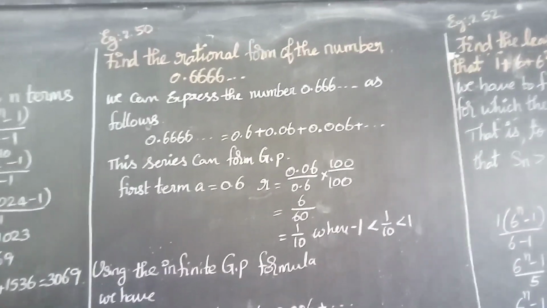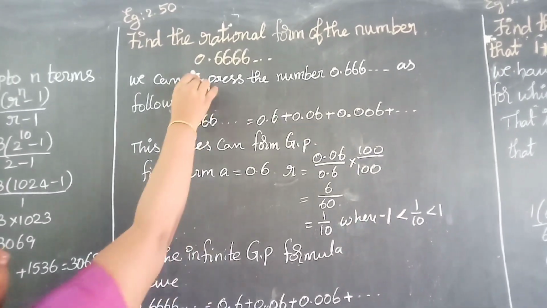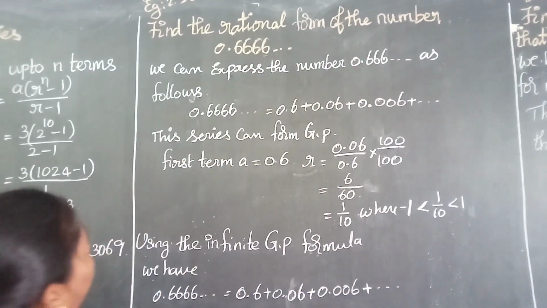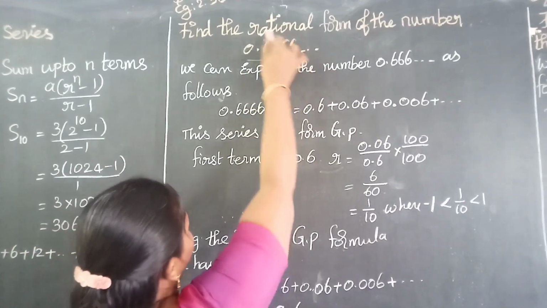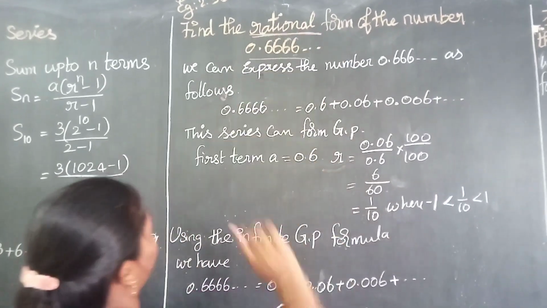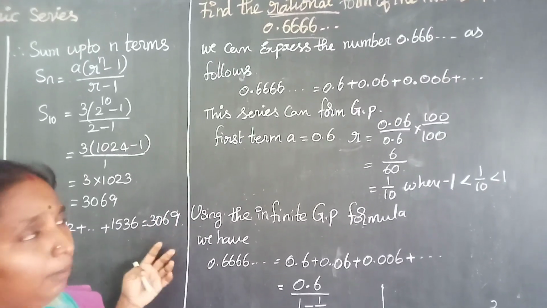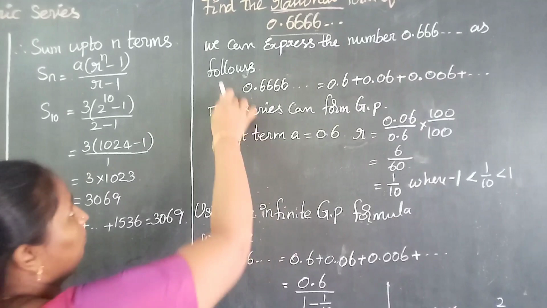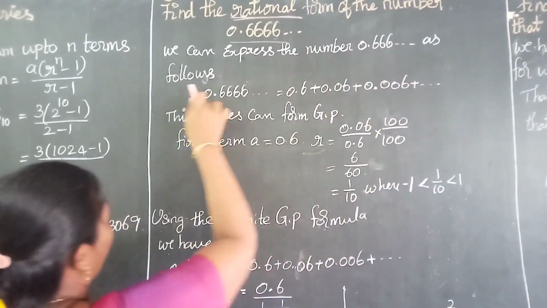Example 2.50. Find the rational form of the number 0.6666 and so on, with 6 recurring like this. So we are going to represent this decimal number as a rational number. Already we studied this in 9th standard. Using the GP formula, we are going to express that number as a rational number.